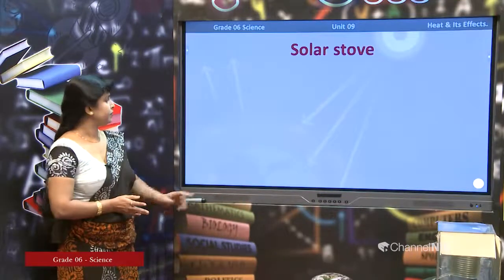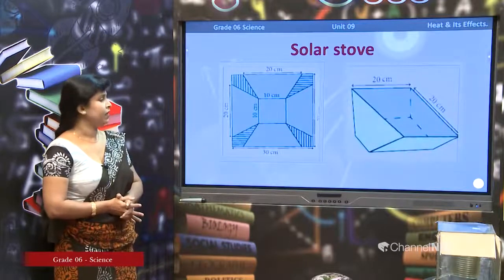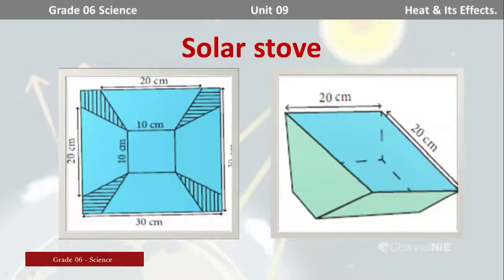Solar stove. Right. Now I have given you a simple diagram of a solar stove. This is a model of a solar stove. This is given in unit 4. I am sure that you have made this model in unit 4. I also have got a model of a solar stove with me. Now I am going to show it to you, right?